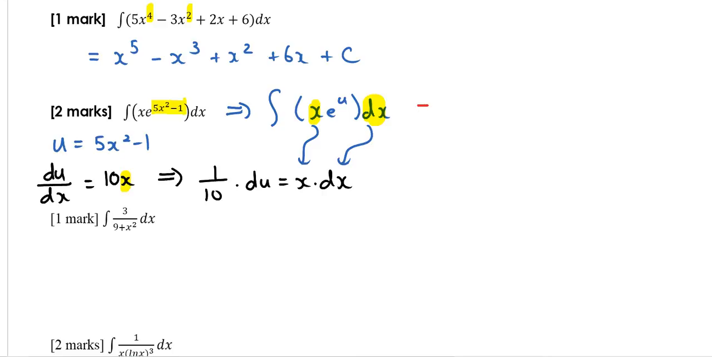So this is going to be the integral of, I'll put the 1 over 10 in front with the integral sign, e to the u times du. Okay, so hopefully you can see the substitution step there. I'm just changing the x and the dx with 1 over 10 times du, and I brought the 1 over 10 in front.